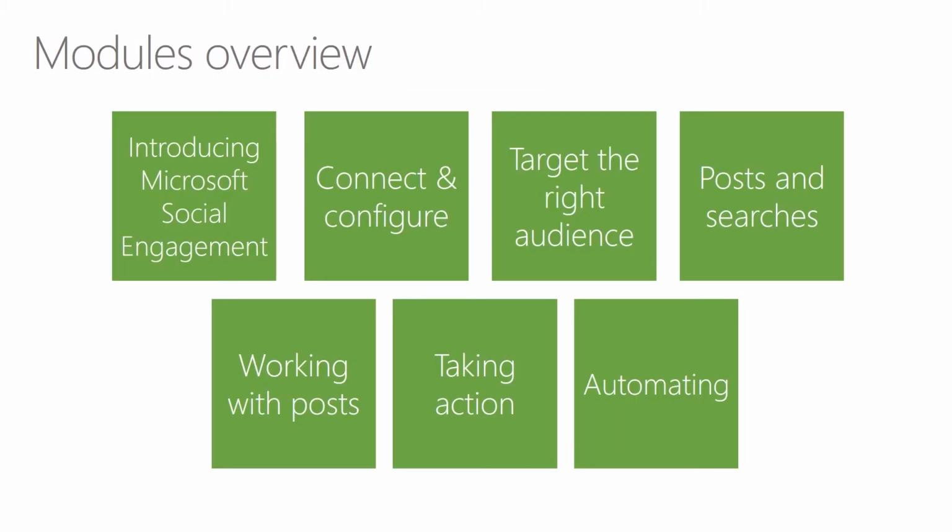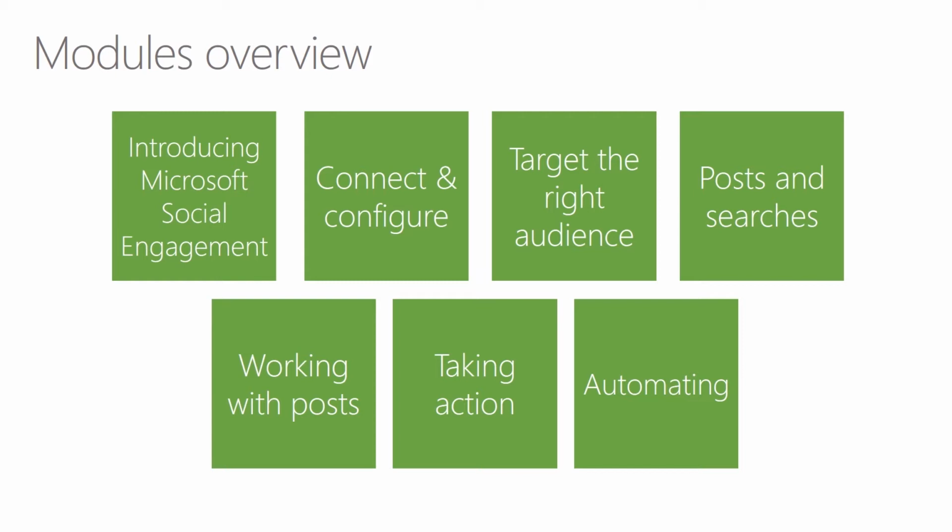Here's some overview of the different modules that we have in this course. First module, we'll discuss the introduction to social engagement. We'll go over several of the use case scenarios as well as a summary and review of the different features. Then we'll connect and configure. This is where you'll be adding your users with the user roles. This is where we'll show you the different sources for the social feed. Targeting the right audience is where we'll walk you through making sure that you have connected with the correct folks who are going to help shape your message.